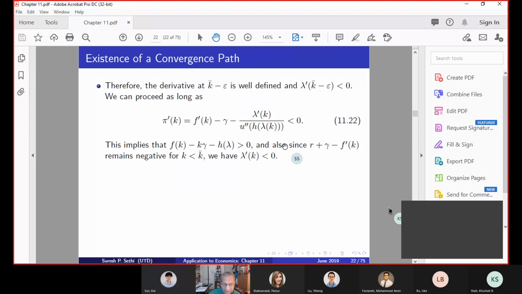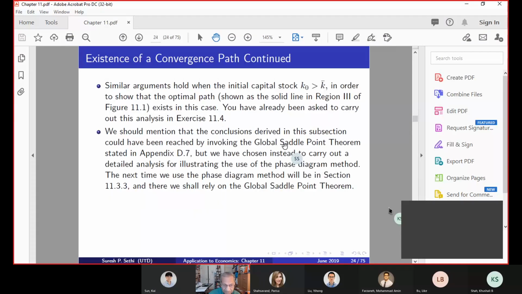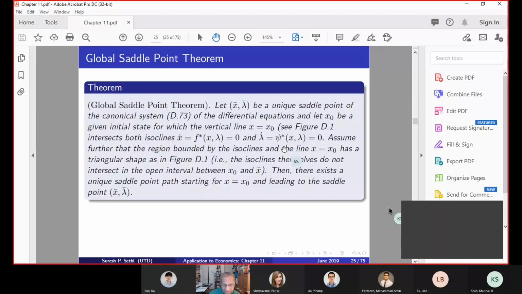Now I'm going to give you the theorem, which is this. Let x bar lambda, this is now for any general control problem. So this k that we have is now x because x is a state. Let x bar lambda bar be, this is by the way in an appendix. Go to appendix D, you will see this. Let x bar lambda bar be a unique saddle point of the system, which is the system of differential equations equal to 0. And let x0 be the initial state.